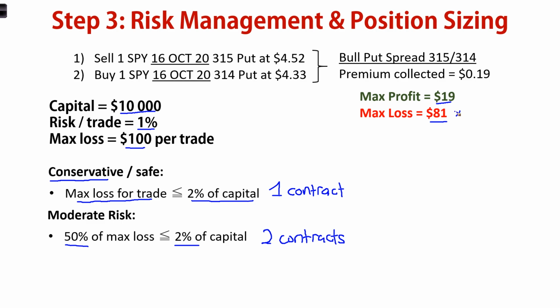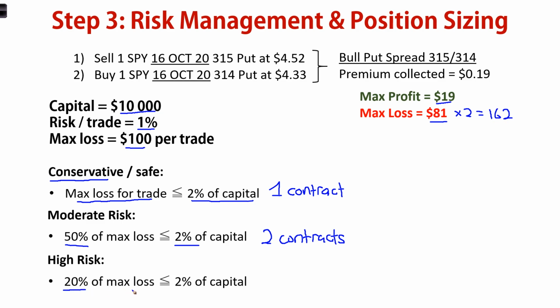If you take the max loss multiplied by 2, you'll be risking a maximum of $162 if this trade goes wrong. And at 50% max loss, it is just basically 162 divided by 2 and you are back with the original max loss, right? So there you go. And if you are seeking even higher risk, then perhaps you can do something like this. To have a 20% max loss for the trade be less than 2% of your capital. If you do this, you'll be able to trade up to 6 contracts of this bull put spread example.